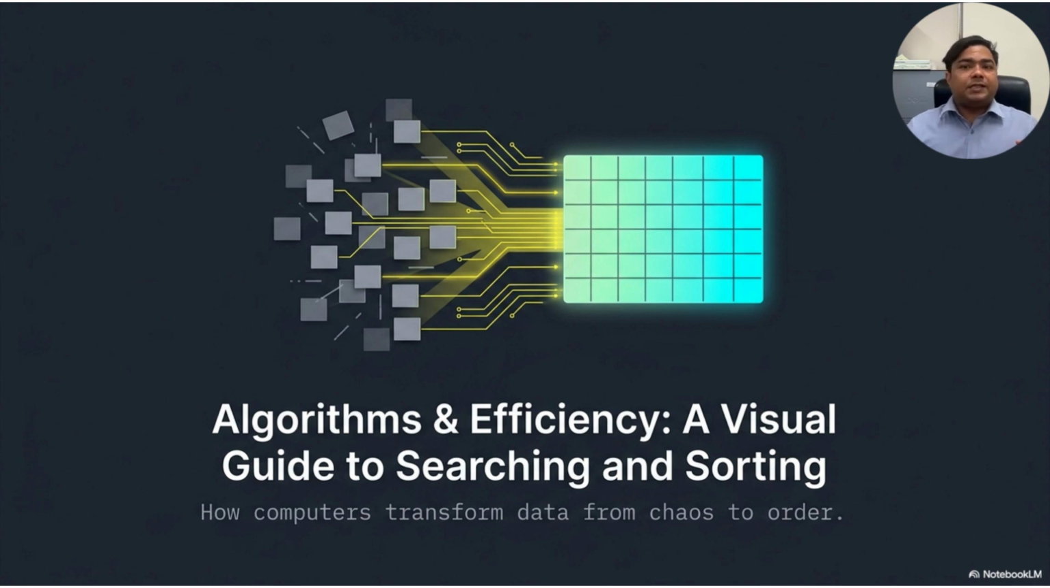Searching helps us find something inside data. Sorting helps us arrange data so that searching becomes faster and more efficient. By the end of this video, you should understand why searching and sorting are fundamental concepts in computer science, data structures, programming, databases, and even artificial intelligence.